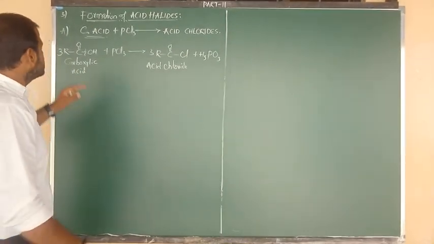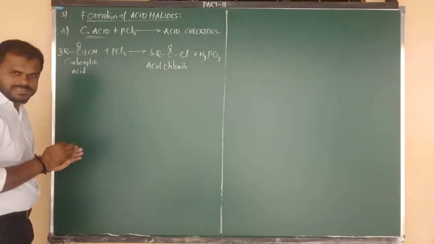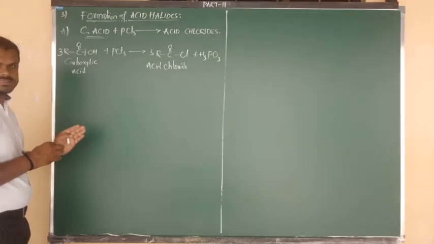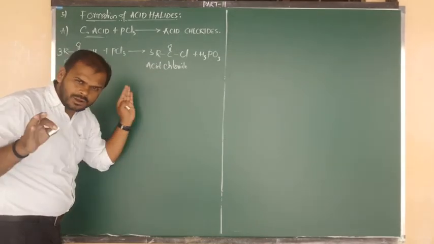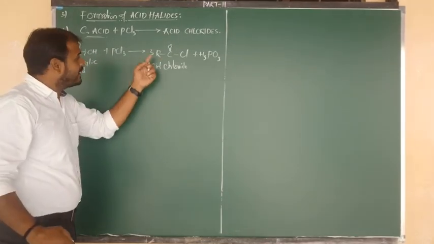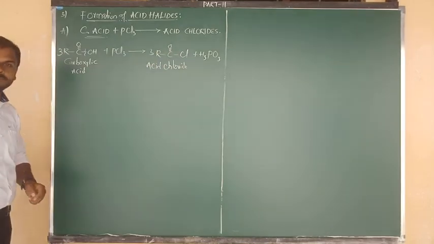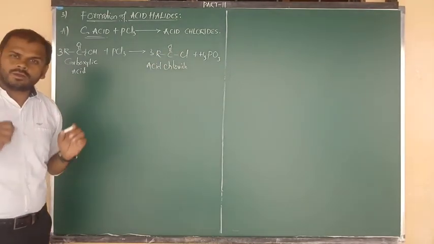Once again I am going to repeat the statement: carboxylic acids on reaction with phosphorus trichloride form acid chlorides, otherwise you can write acyl chlorides. Okay? Good, very good.